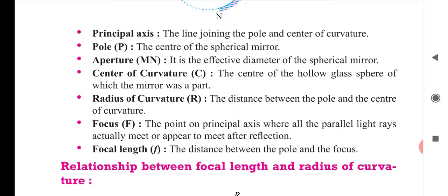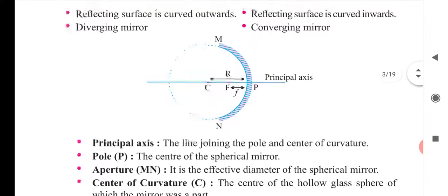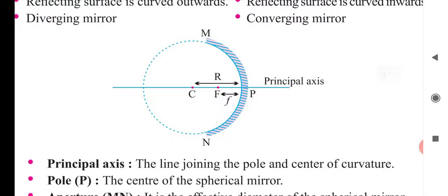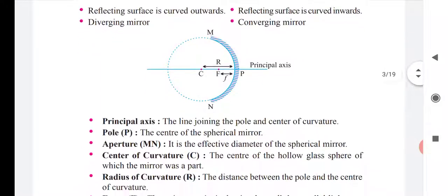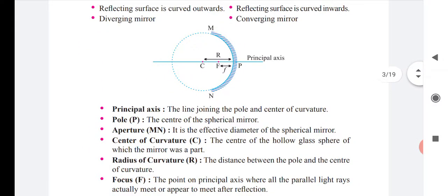So just now we know what is focus. Okay, next is focal length. See from the figure, small f is the distance between the pole and the focus. The distance between the pole and the focus, we call it the focal length. It is represented by the letter small f. So these are the terminologies associated with spherical mirrors.